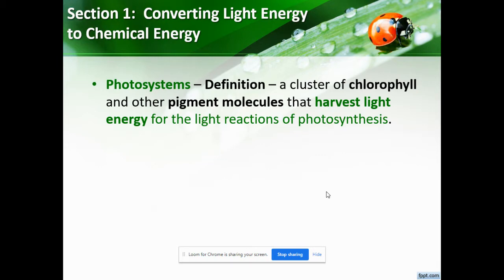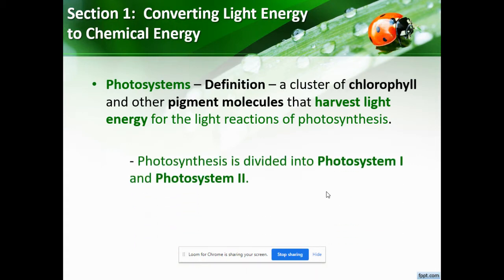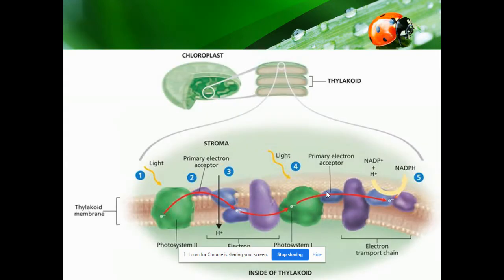Photosystems are a cluster of chlorophyll and other pigment molecules. They harvest light energy for the light reactions of photosynthesis. There are two photosystems, photosystem 1 and photosystem 2. So whenever you're looking at this here, let me hide that. This is within a thylakoid. So right now we're in a chloroplast. We're looking at one of those tiny little discs.